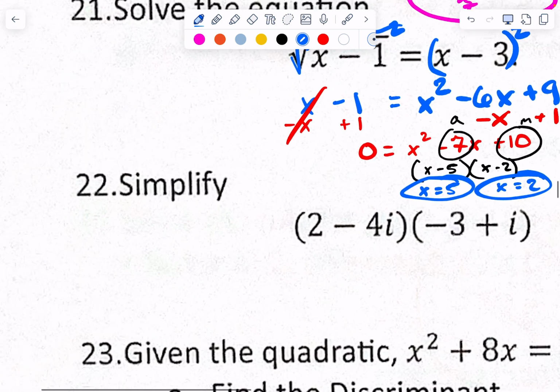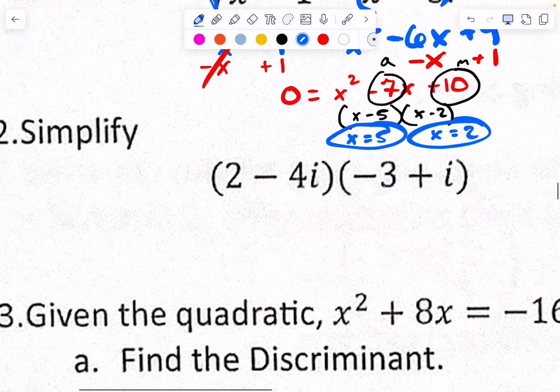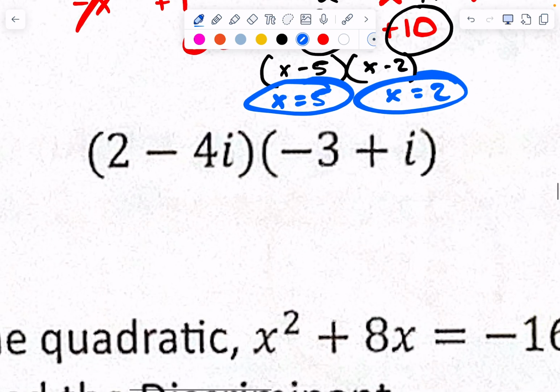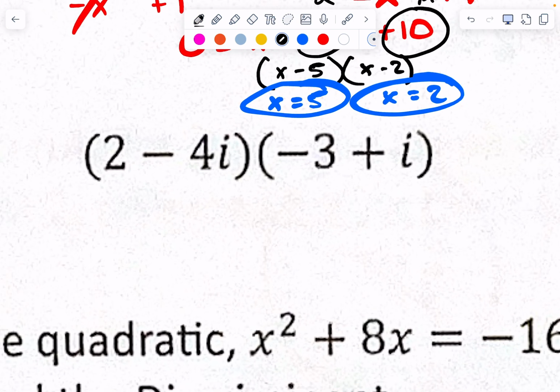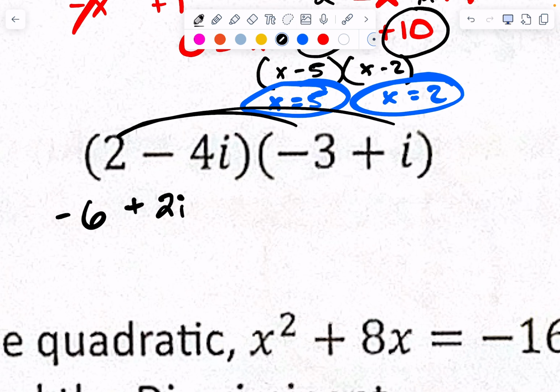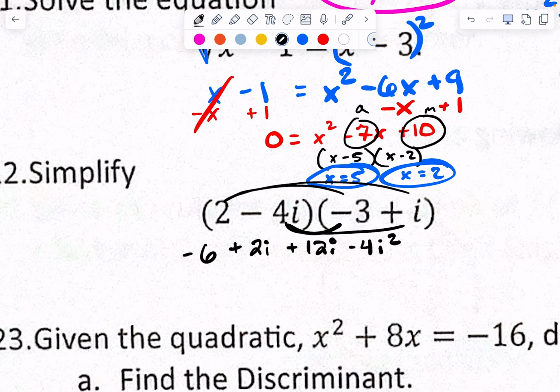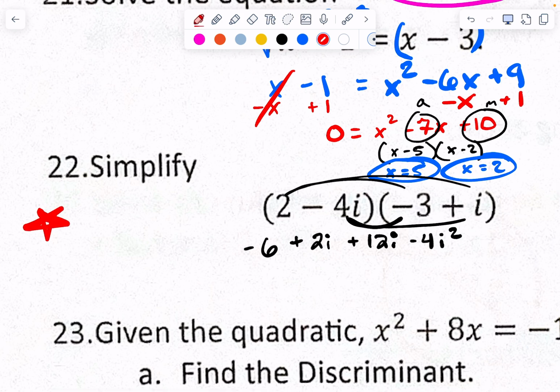All right, we ready for 22? Yeah? What are we doing on 22? We're probably FOILing, I'm going to guess. Yep. 2 times negative 3, negative 6. 2 times i, 2i. Negative 4i times negative 3, plus 12i. Negative 4i times positive i, minus 4i squared. But put a little star right here that says i squared equals negative 1.